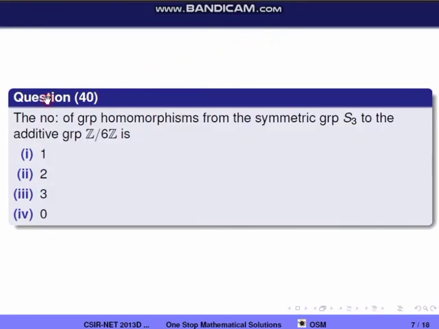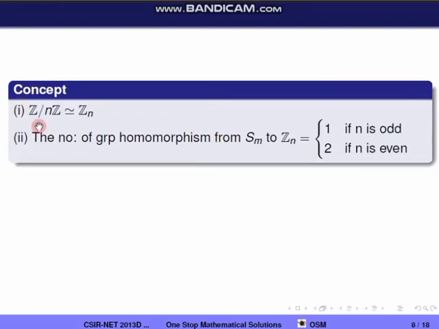Next question, question 40. The number of group homomorphisms from the symmetric group S3 to the additive group Z by 6Z is. So we have to find how many homomorphisms can be defined from S3 to Z by 6Z. We look at the concept used. Z by nZ is isomorphic to Zn, and the number of group homomorphisms from Sm to Zn is based on the value n, that is 1 if n is odd and 2 if n is even.